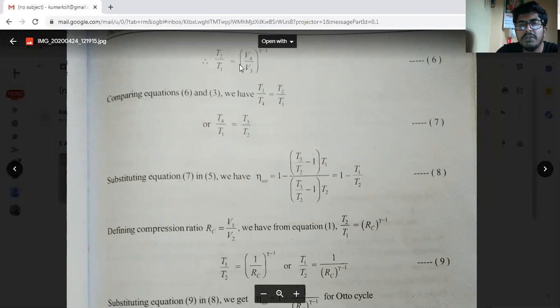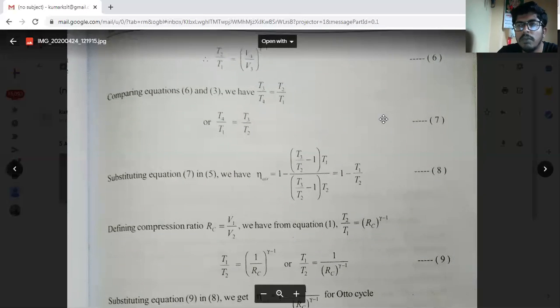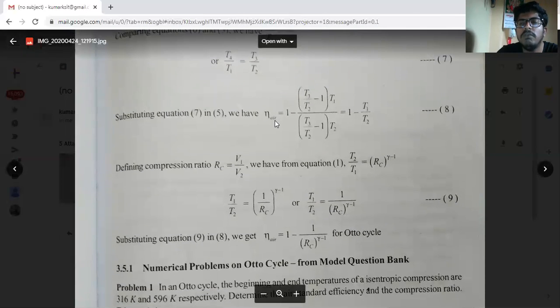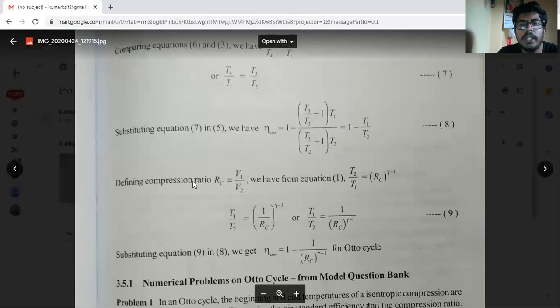Comparing equations 6 and 3, we have T3 by T4 equals T2 by T1, or it can also be written as T4 by T1 equals T3 by T2. Take it as equation number 7. Substituting equation 7 in 5, we get air standard efficiency equals 1 minus [(T3 by T2 minus 1) into T1] divided by [(T3 by T2 minus 1) into T2]. These two common terms get cancelled, so the remaining is 1 minus T1 by T2. Take it as equation number 8.